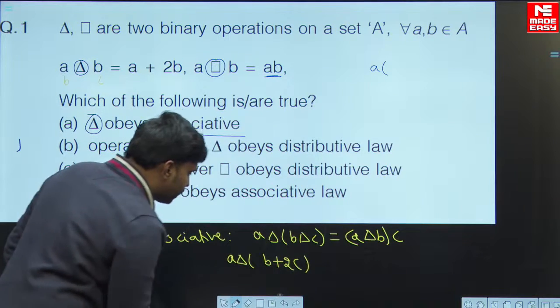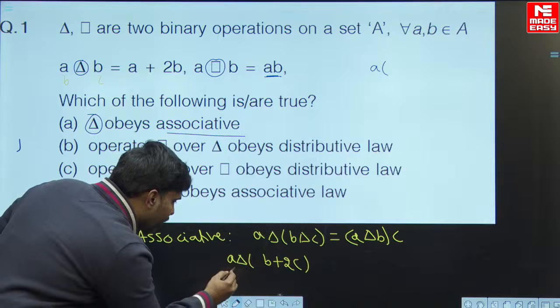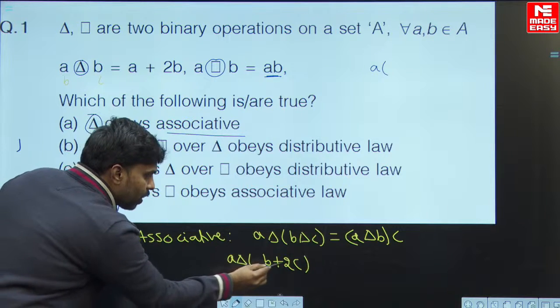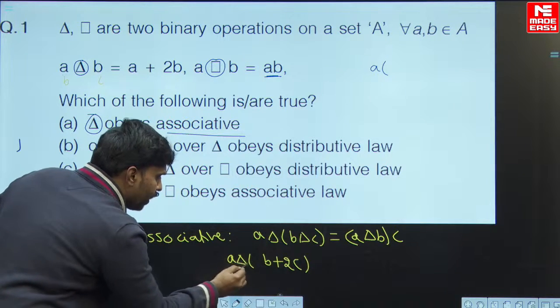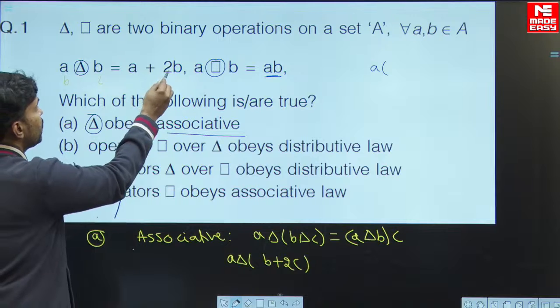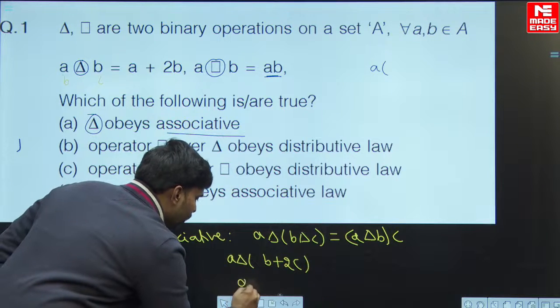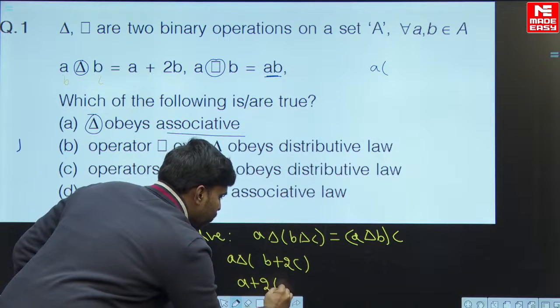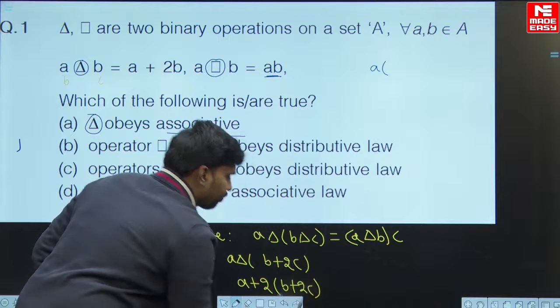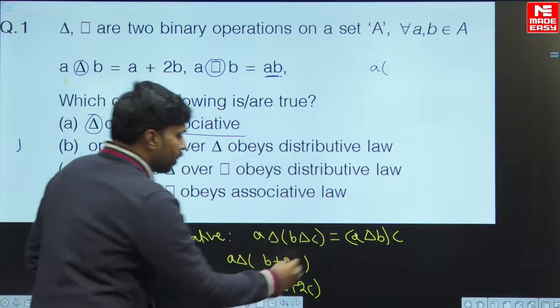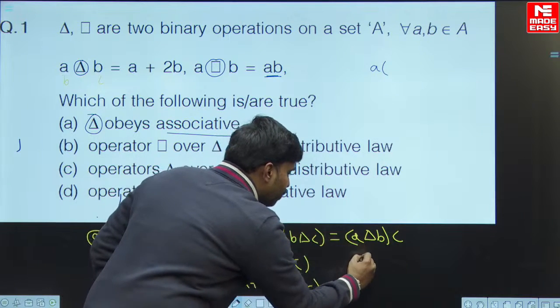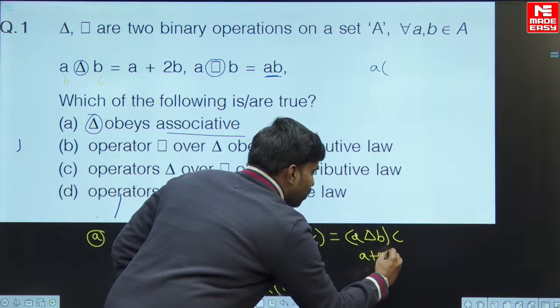B plus 2C, and this will be here, you are getting again A delta B. Suppose you consider this one as B, so A delta B is understood as A plus 2 times the second one. So that means A plus 2 times B plus 2C here. Now coming to this RHS, this is A plus 2 times B.